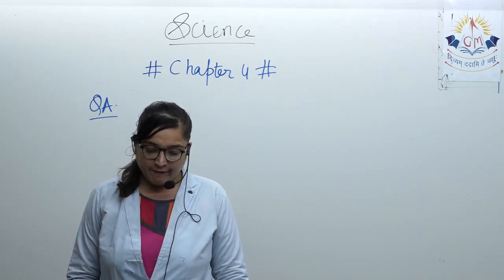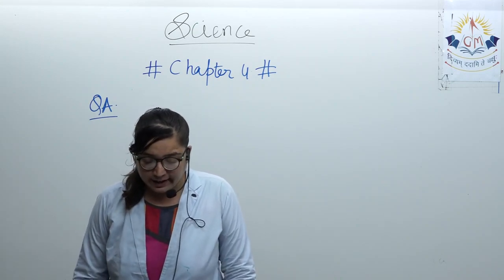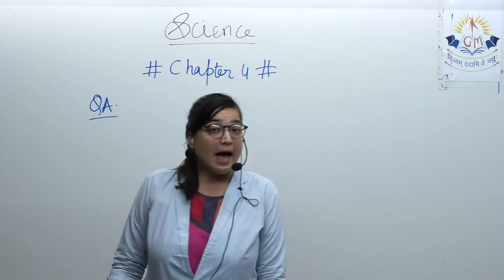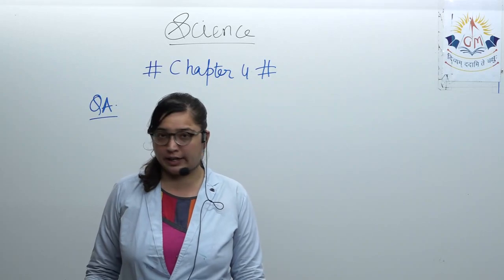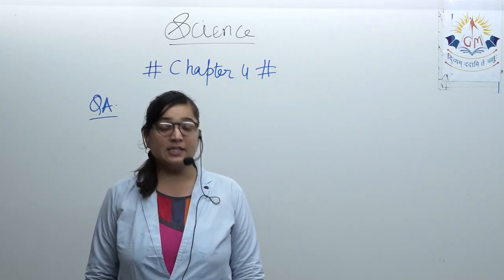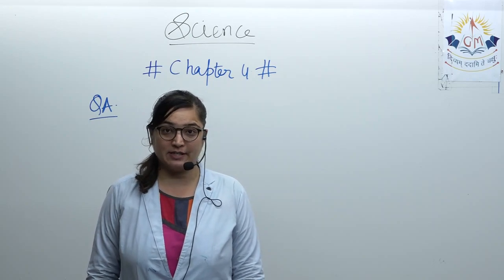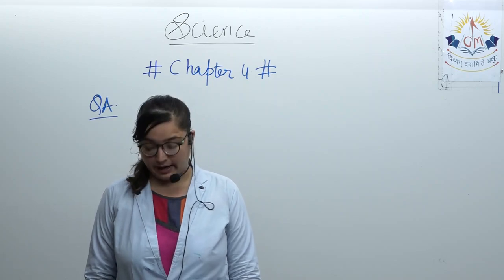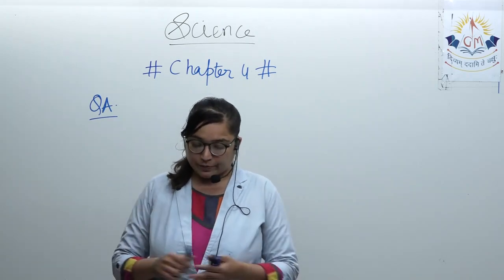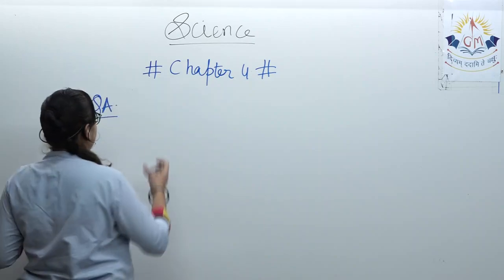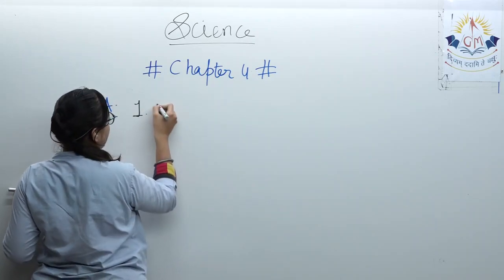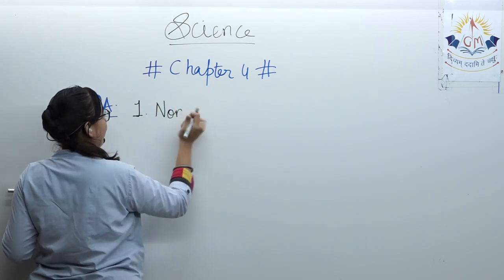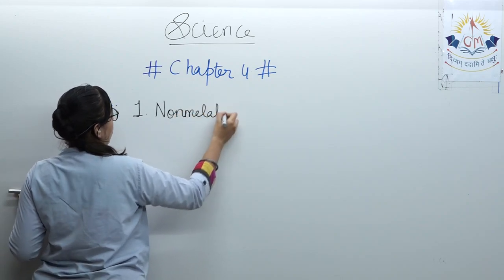In that, the very first question: identify the type of element which are neither malleable nor ductile. Elements are basically classified into three types. They are metals, non-metals and semi-metals. Now those elements which are neither malleable nor ductile are non-metals. So the very first question's answer is non-metal. Non-metals are generally neither malleable nor ductile.